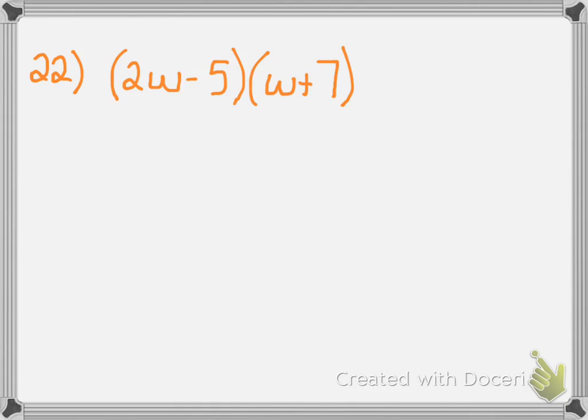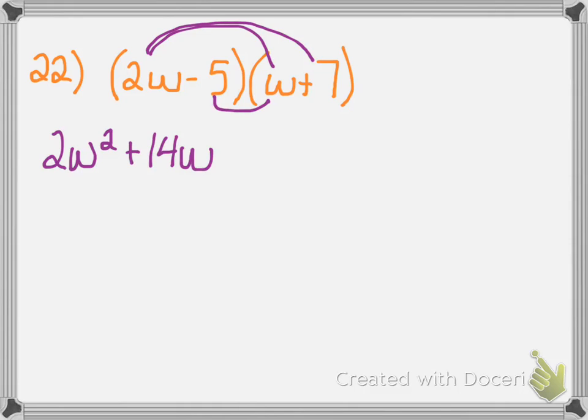Alright, your last part of your review is where you're going to FOIL and distribute. So on this first one right here, you have a binomial times binomial. This is where FOILing or distributing twice comes in. So the first thing you're going to do is 2w times w. That gives you 2w squared. Then you do 2w times 7. That gives you 14w.